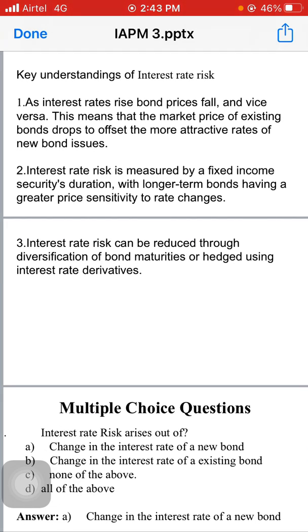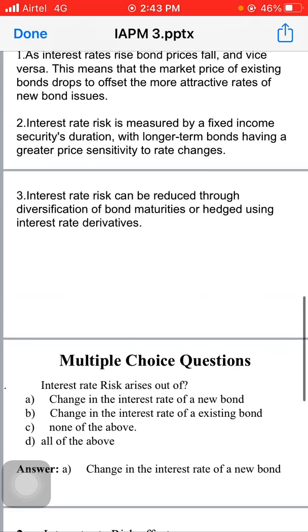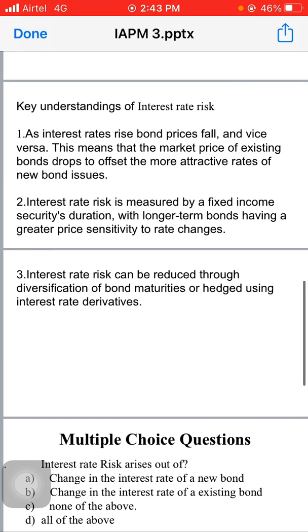Point number 3, interest rate risk can be reduced through diversification of bond maturities or hedging using interest rate derivatives. So, one can take the help of the derivatives in order to overcome the risk which is posed due to the changes in the interest rate.